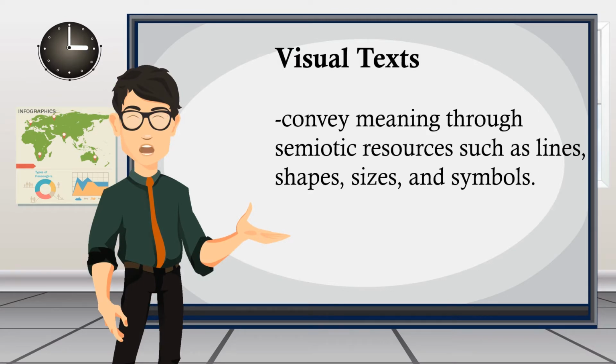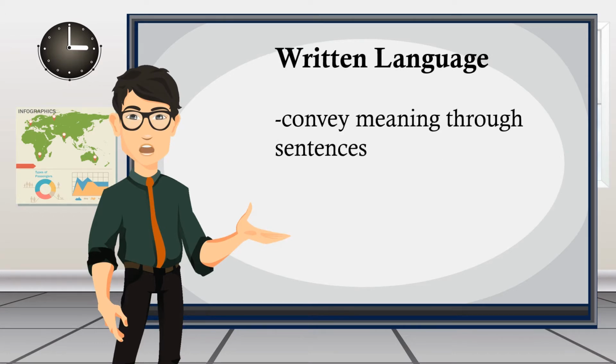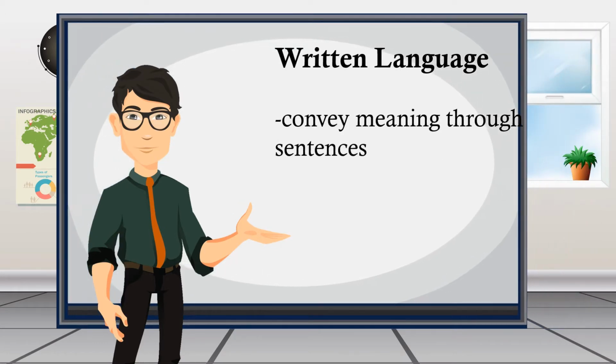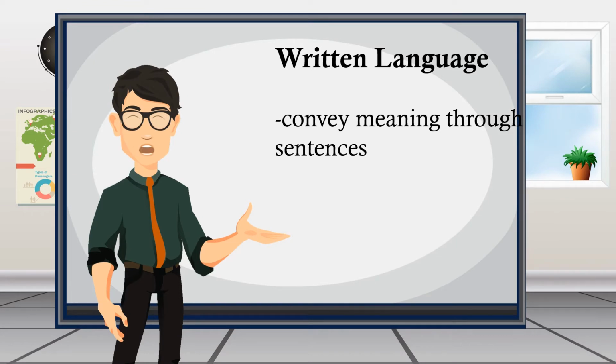In visual text, for example, representation of people, objects, and places can be conveyed using choices of visual semiotic resources such as lines, shapes, sizes, and symbols. While written language would convey meaning through sentences, using noun groups and adjectives which are written or typed on a paper or a screen.